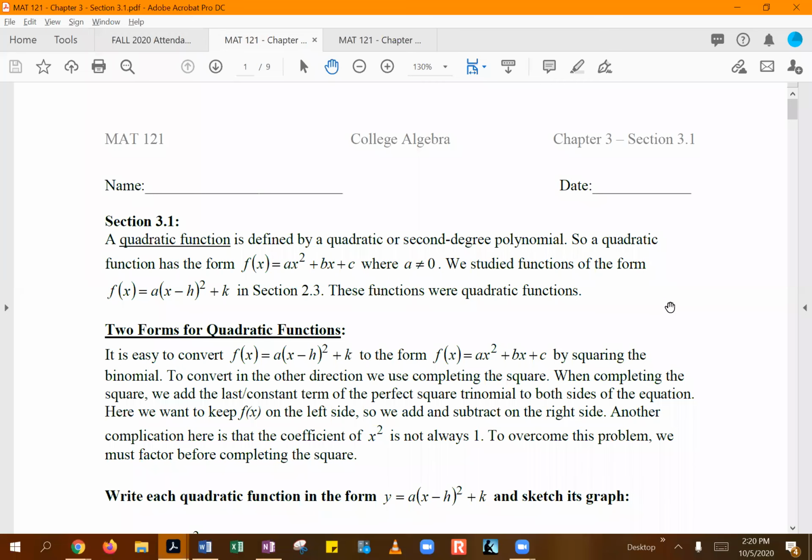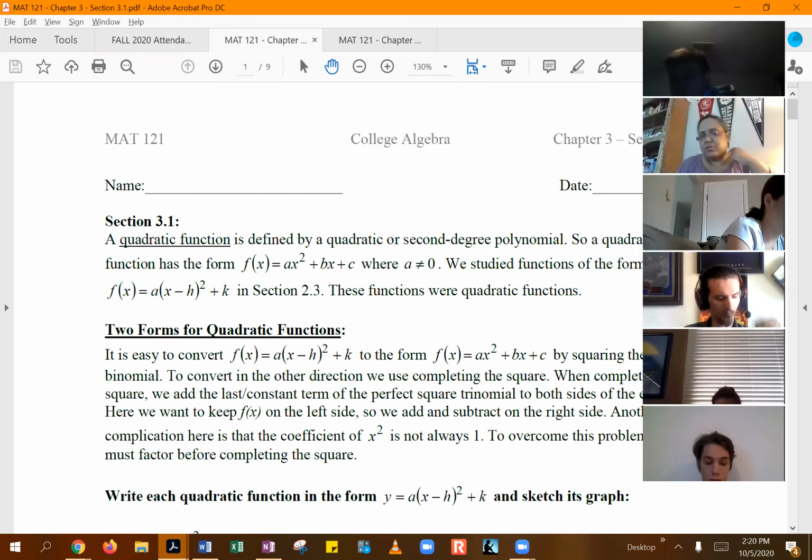Okay, so we'll go ahead and get started then. So of course, as you can see, we are working on chapter 3 today. So we'll start with our section 3.1.